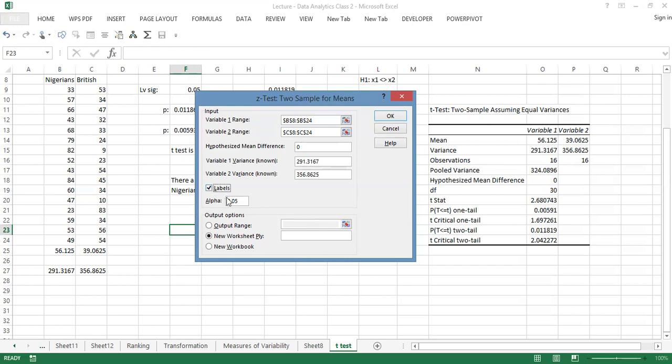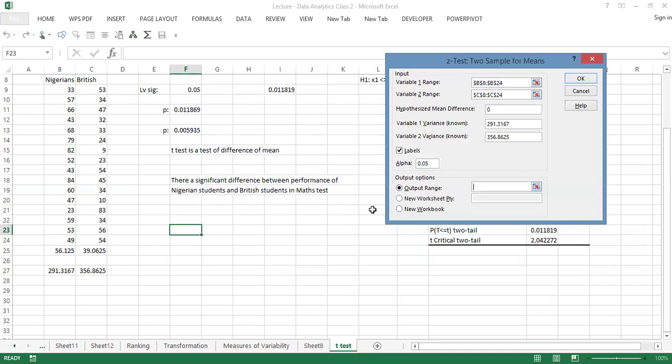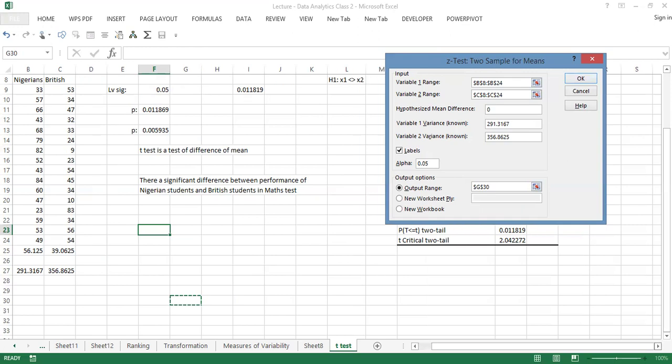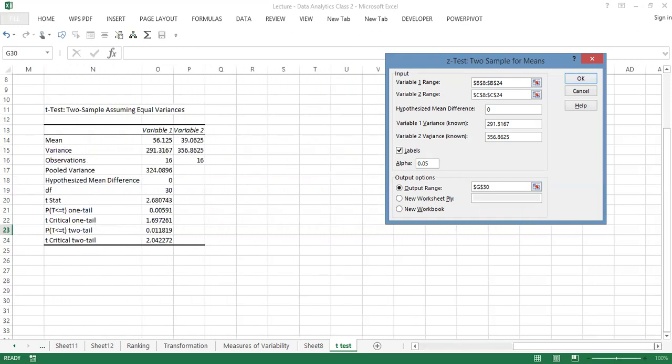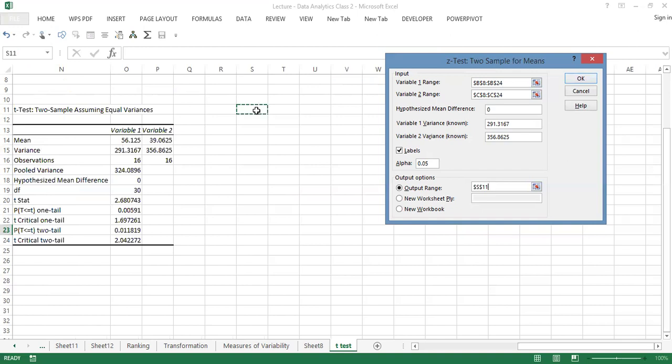And then, hope you know why I'm clicking the labels this time. You know why? Because I selected the heading. Then the output range, I want the result to be displayed here, or here, so we can see the results side by side.